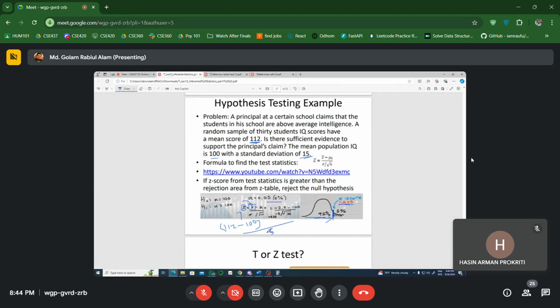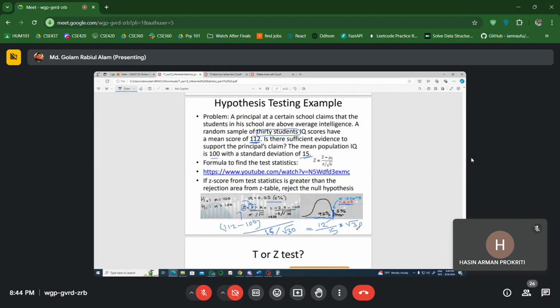Sigma is 15, divided by the square root of n. N is the number of participants, and we can see here the number of samples. It is 30. So if we do the math, then it will be 12 divided by 15 times the square root of 30.